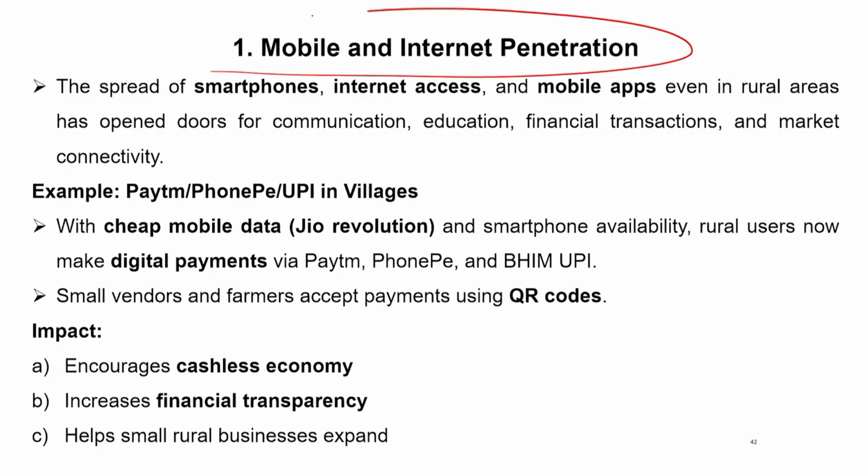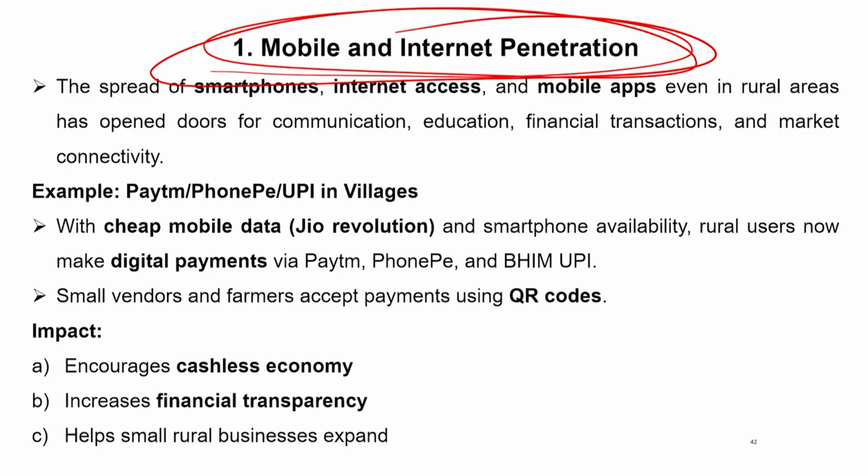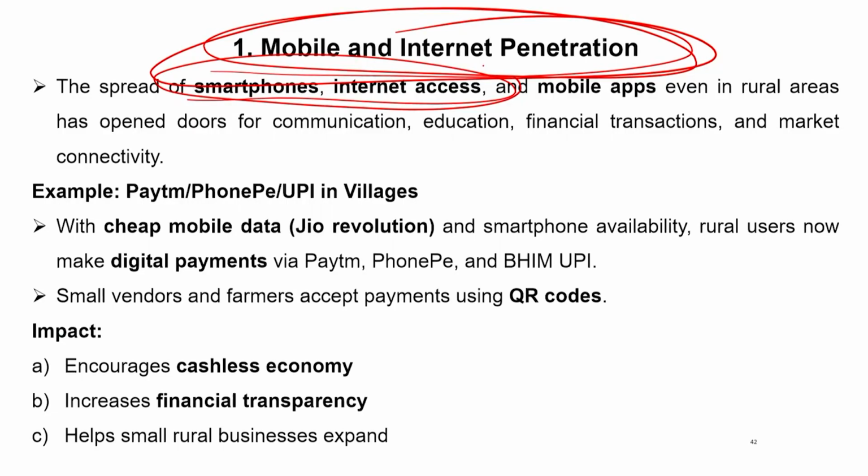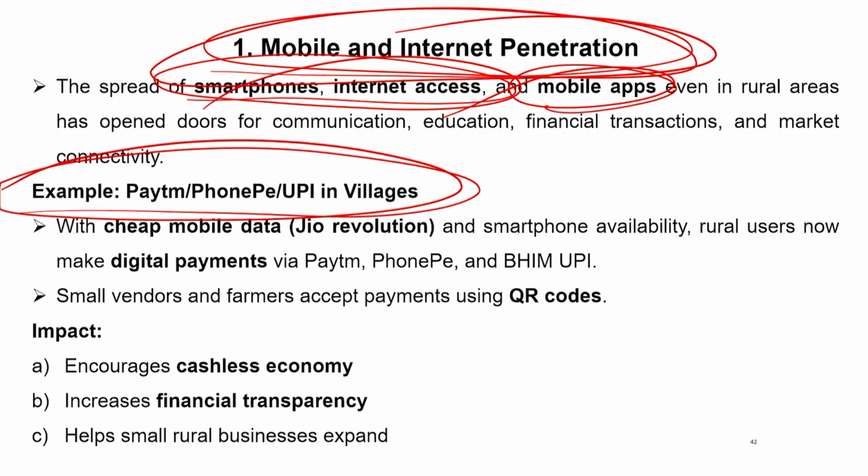The first one is mobile and internet penetration. See, ITC Choupal has provided the infrastructure for farmers to get connected online to the market. With smartphone speed, internet access and mobile apps, the use of smartphones has become very common, and they are positioning the phone as something without which your work will not be done. Payment systems, PhonePe, very important.